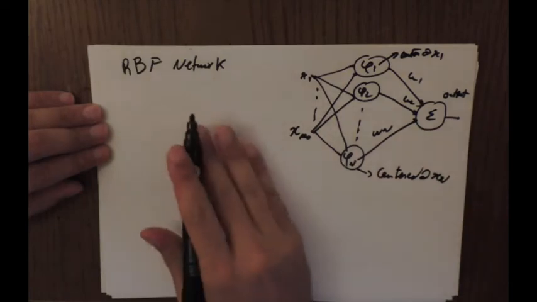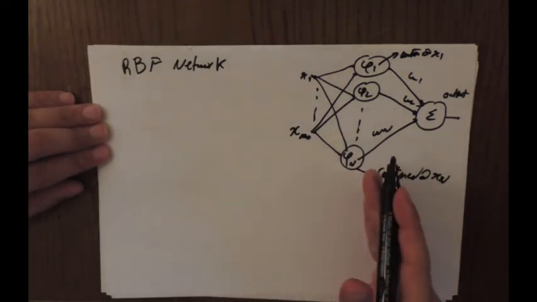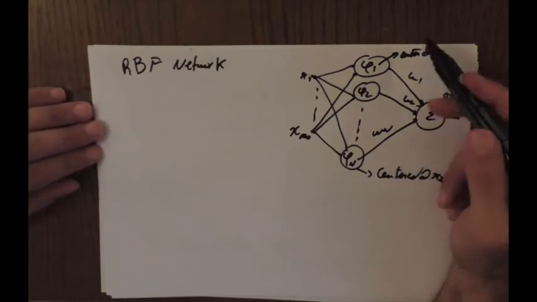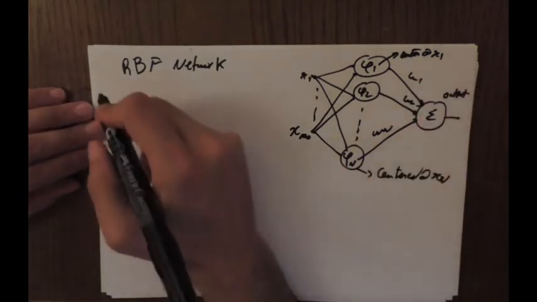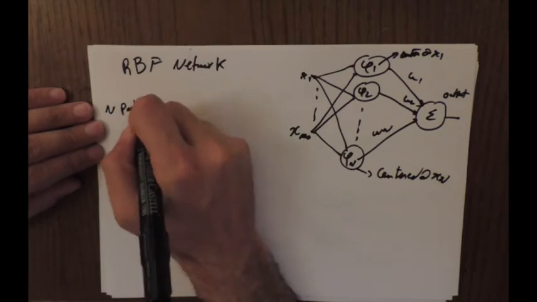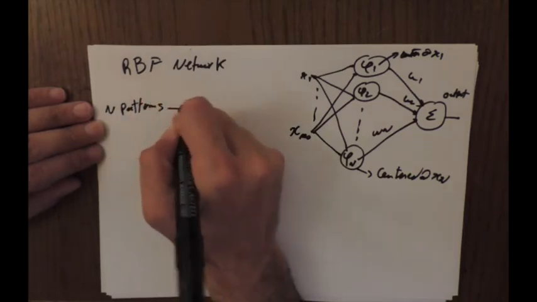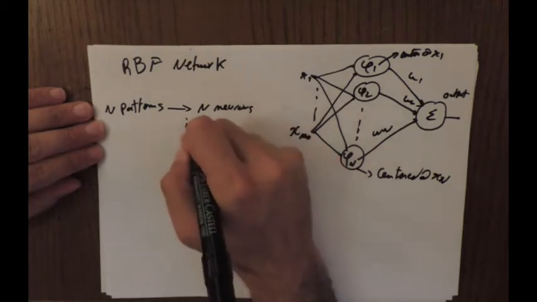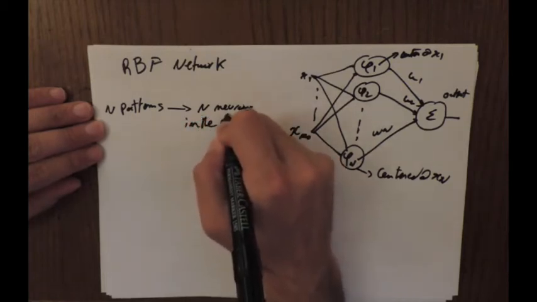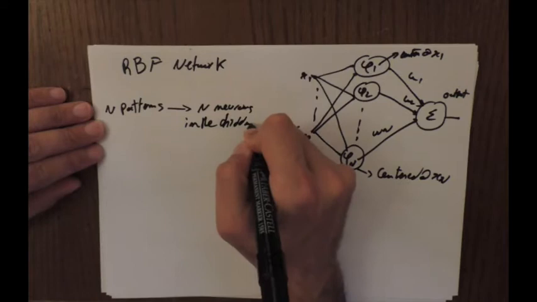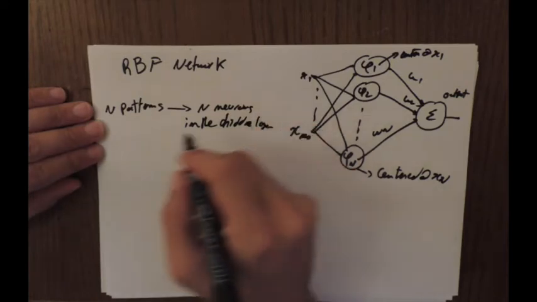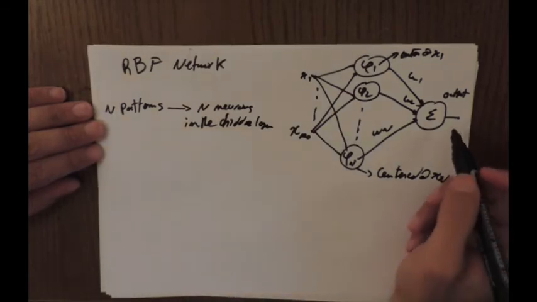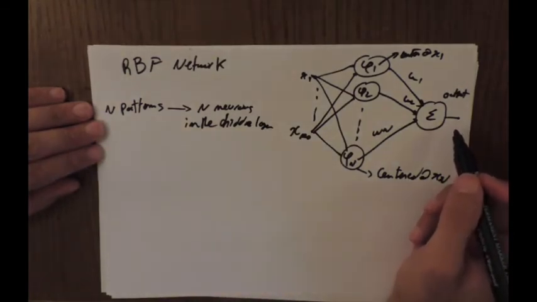So once we do the transformation from the input space to the phi space using the functions, remember here if we have n patterns, it implies I need n neurons in the hidden layer. That's for the interpolation problem. And the output neuron consists of just a single one.